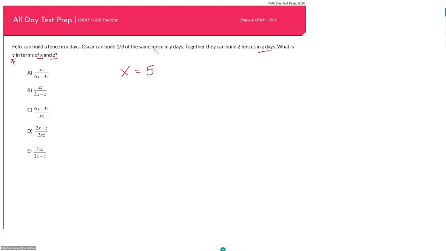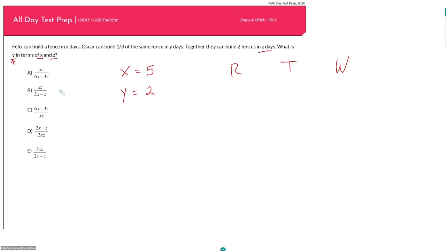Oscar can build 1/3 of the same fence in Y days. Let's say Oscar can build 1/3 of the same fence in 2 days. Y is equal to 2. Together, they can build 2 fences in Z days. So remember, I cannot just choose any value here for Z, because it's dependent on my values for X and Y. And so even when you are testing numbers, you still need to understand what you are doing, what the underlying concept is.